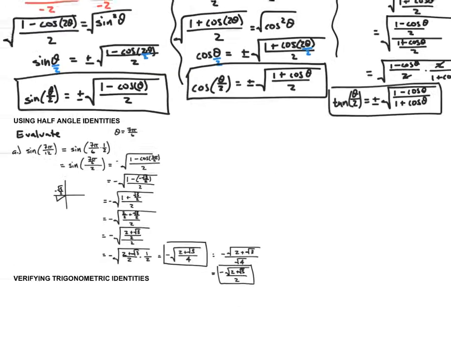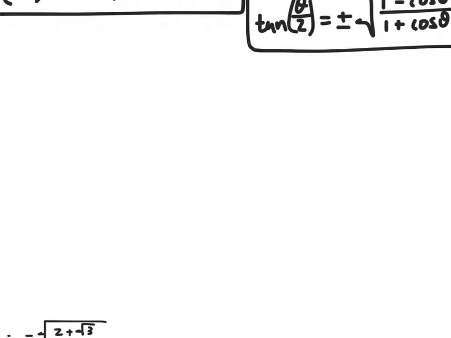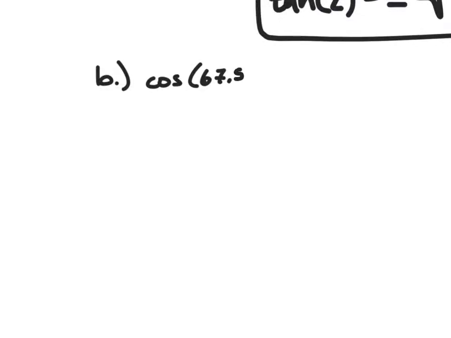Okay, let's do another one. I'm going to do this over here. I know I don't have a ton of room. But let's also evaluate this next one. And I want to evaluate cosine of 67.5 degrees. Okay, and this one's a little funky. But what I realize, because the 67.5 isn't on my unit circle, this is half of an angle. And that's just what we have to recognize.